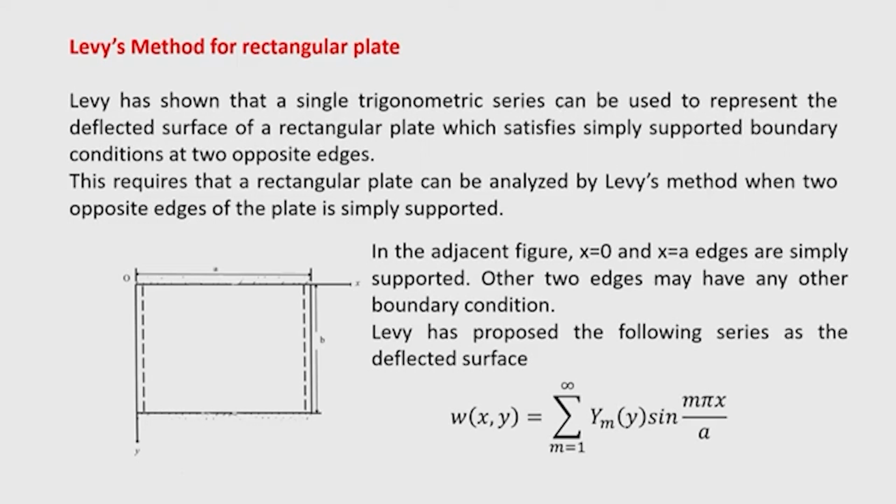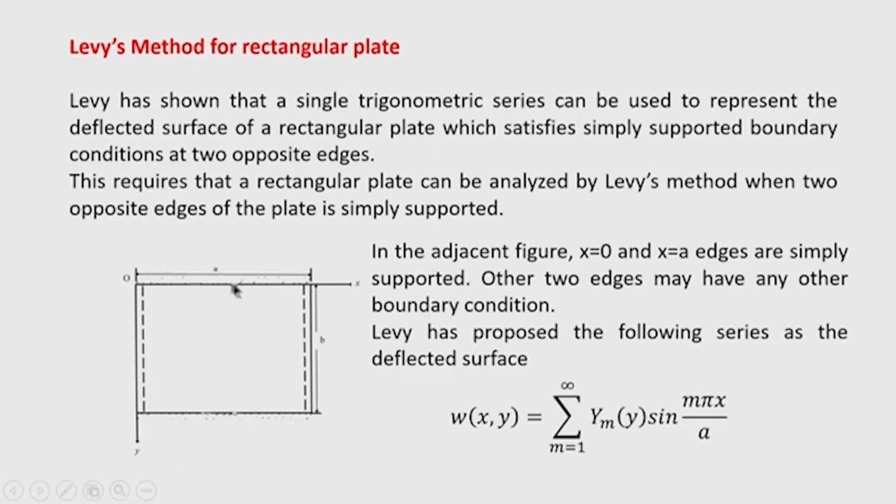Now, consider this plate, that here these edges, say x is equal to 0 and x is equal to a, are simply supported. The dotted line shows that it is simply supported. This symbol we generally use for the simply supported condition. The other two edges, y is equal to 0 and y is equal to b, may have any other condition. So, I have not specified it. The condition will be imposed to evaluate the constants of integration, that we will see later on.